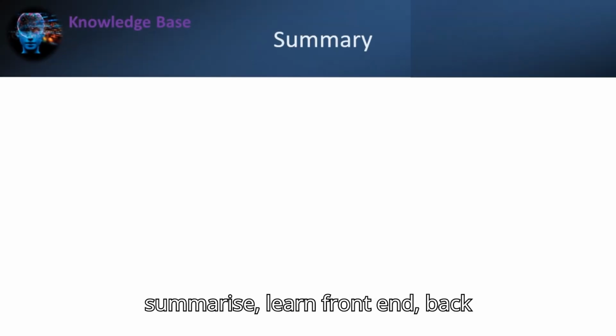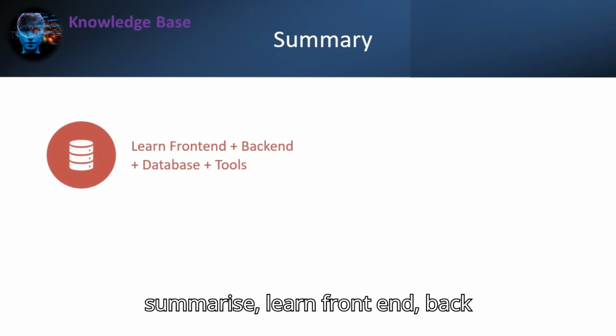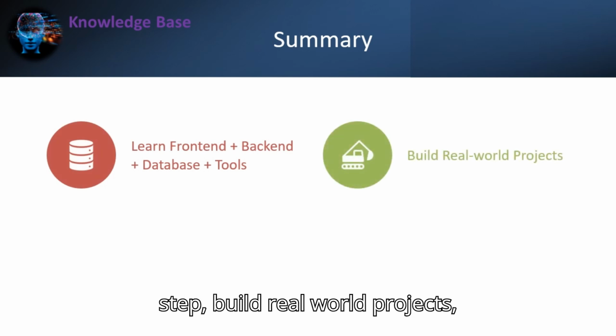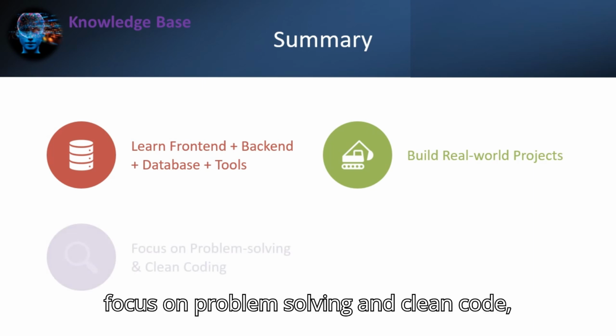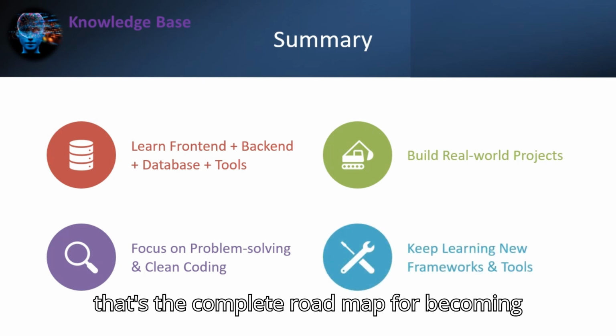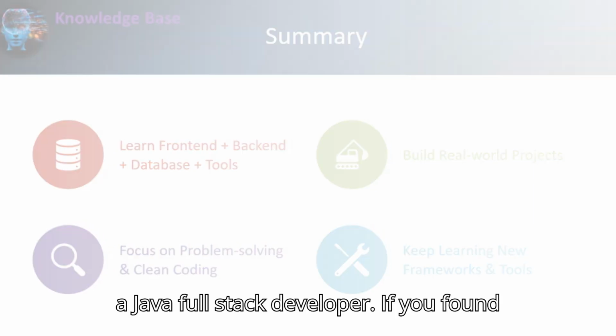Summary. To summarize, learn front-end, back-end, databases, and tools step by step. Build real-world projects, focus on problem-solving and clean code, and keep learning continuously. And that's the complete roadmap for becoming a Java full-stack developer.